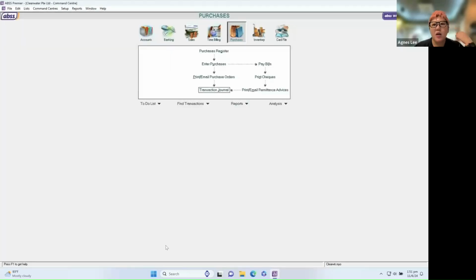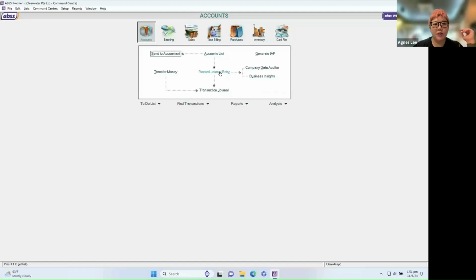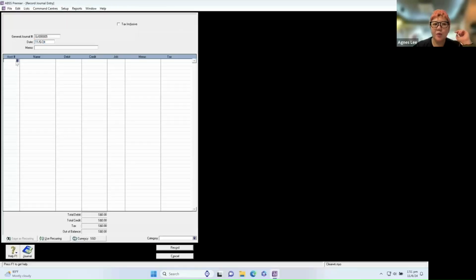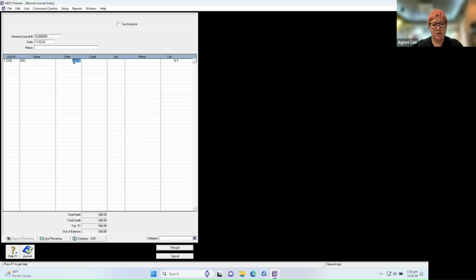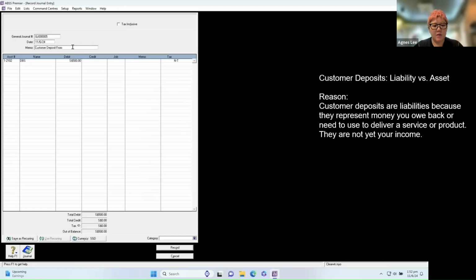Next one will be customer deposit. If I receive a customer deposit, I just want to show the double entry. So I will straight away go to the record journal. Basically, I debit bank. Let's say I received the deposit for $500. In the memo here, I can put customer deposit from maybe ABC Private Limited.